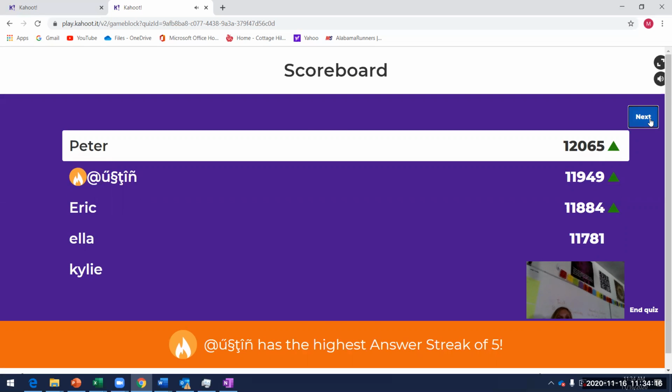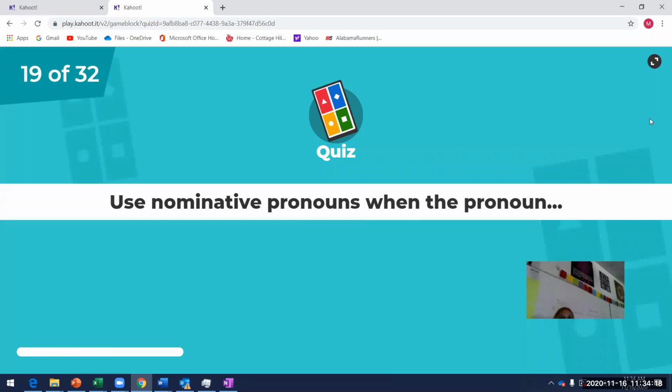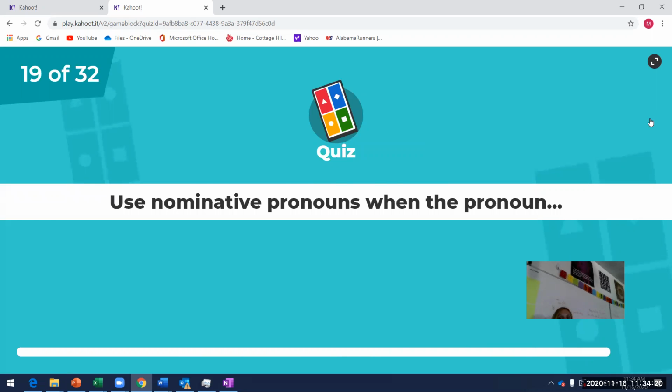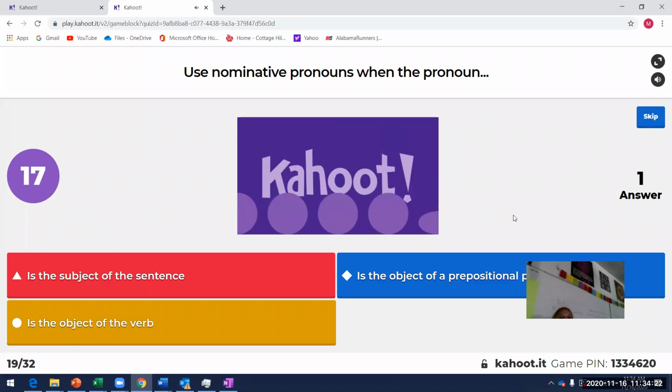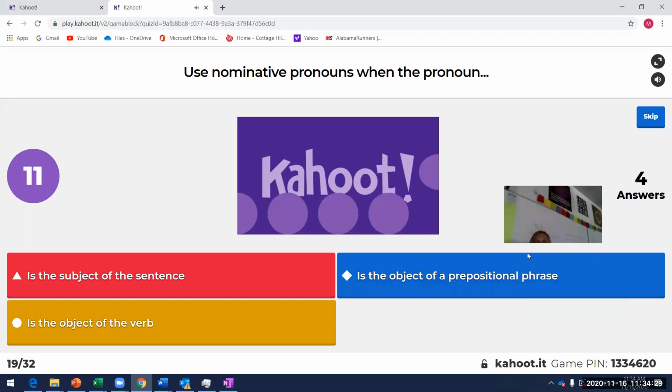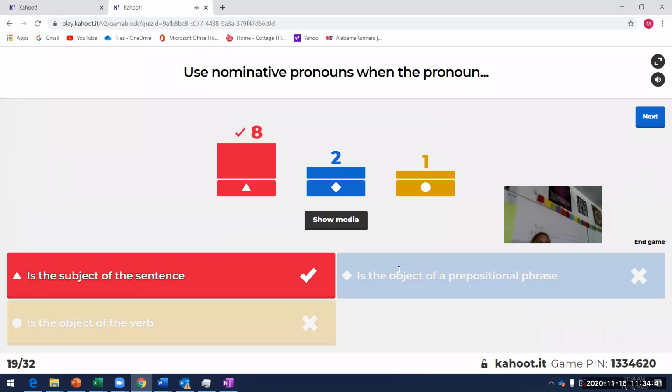Oh, that was a tough fall. Use nominative pronouns when the pronoun, what? Red says is the subject of the sentence. Yellow says is the object of the verb. Blue says is the object of a prepositional phrase. So red is the subject of the sentence. Use nominative pronouns when the pronoun is the subject of the sentence. Yes, that's this first one right here. So nominative equals subject.